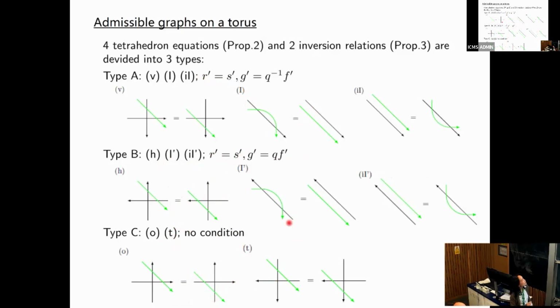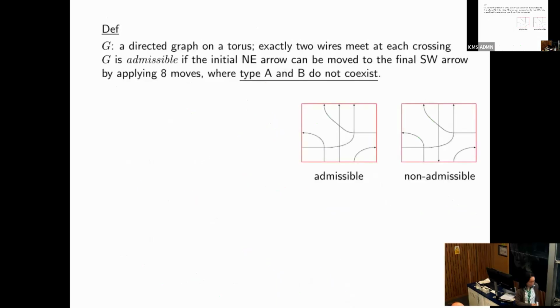So we divide these operations, these moves, into three groups. And so it is obvious that we cannot have type A and B at the same time because these second conditions are different for generic q. So the notion of admissibility is defined as follows. Let G be a directed graph on the torus in which exactly two wires meet at each crossing. So we assign this condition to define a vertex model on this graph.